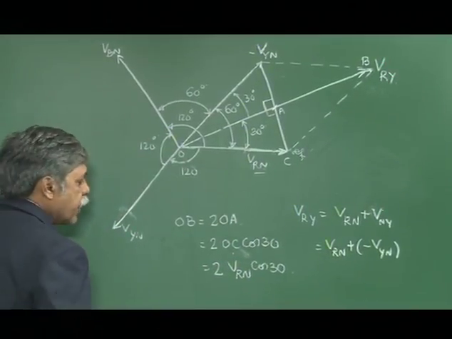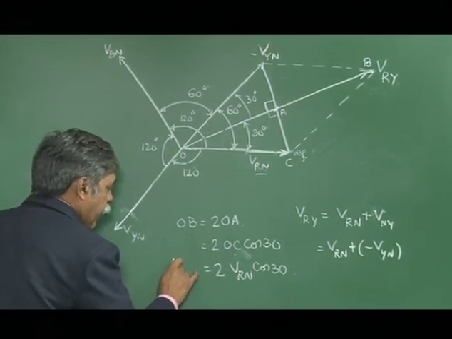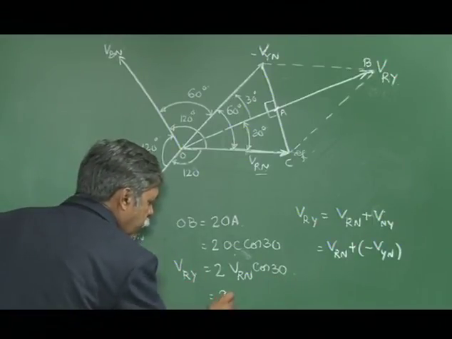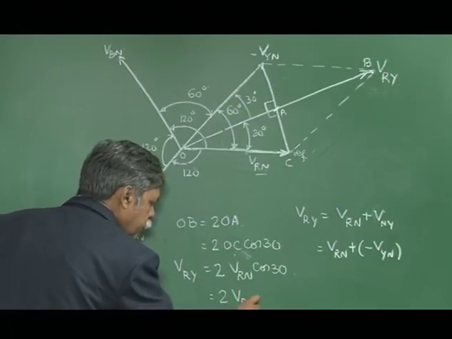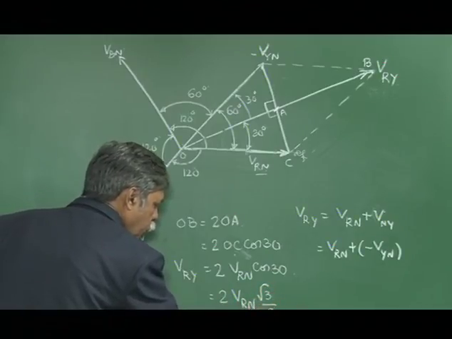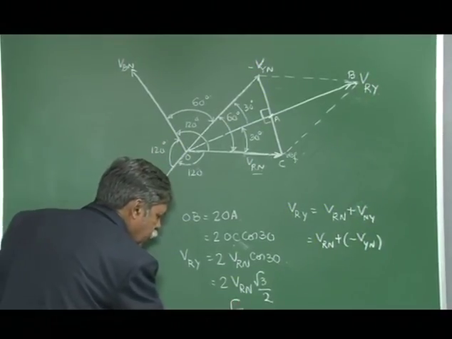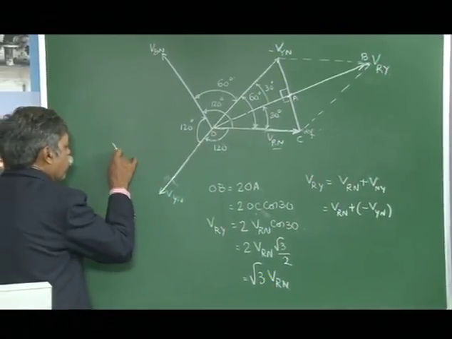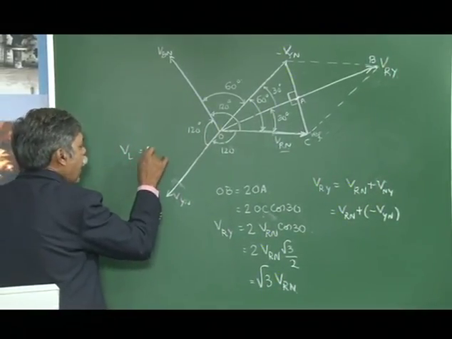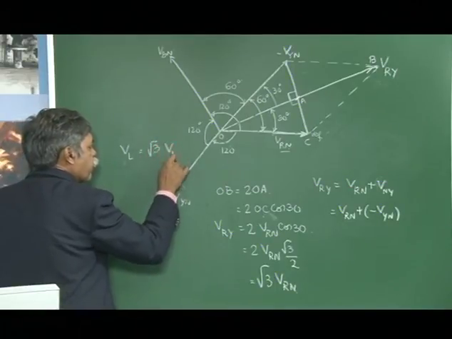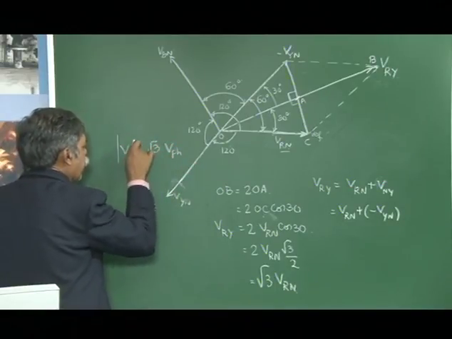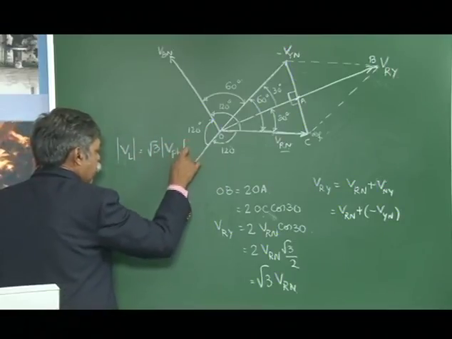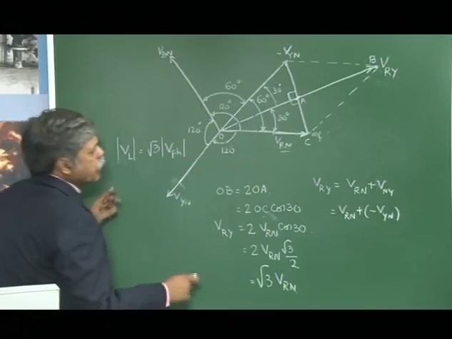See, OB is VRY. So cos 30 will be square root of 3 by 2. So the 2 cancels, and that gives us √3 times VRN. So VRY is the line voltage VL, and VRN is the phase voltage. Therefore, I have the relationship that the magnitude of line voltage is equal to root 3 times the magnitude of the phase voltage. But you see the angle here.